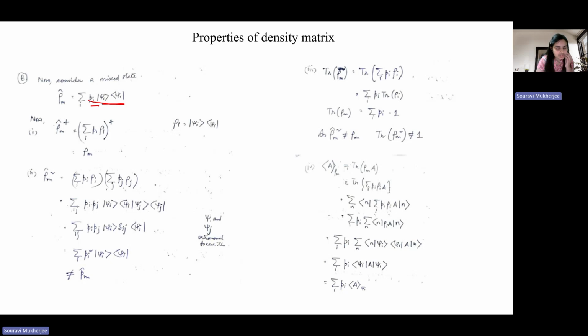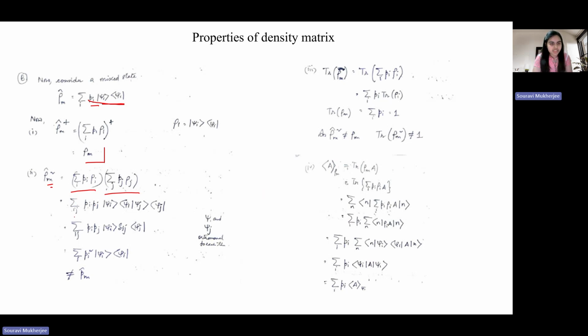Okay. Now, what are the different properties that it shows? Again, if you take the Hermitian conjugate, you will see that it remains the same. The Hermitian conjugate is the same as the density matrix itself. But now when you do rho_m squared, the subscript m comes up here because of the mixed state. Rho_m squared is nothing but the product of two such sums, where i and j are dummy indices. Now you can explicitly write it and rearrange it.